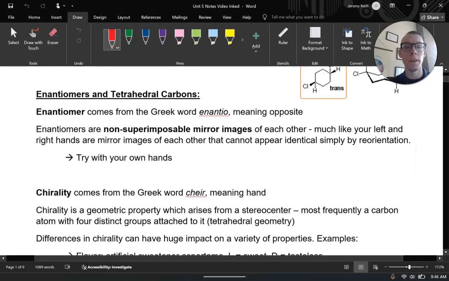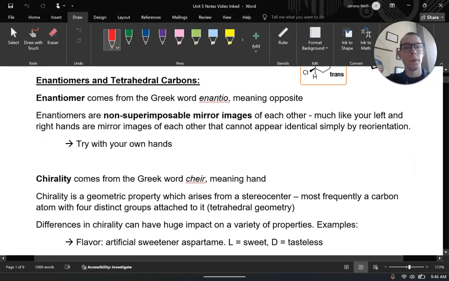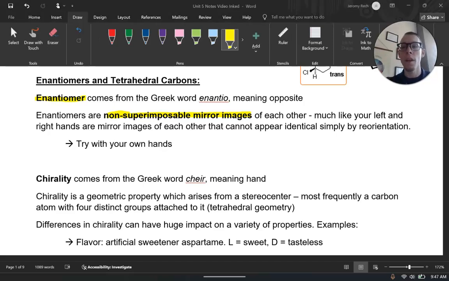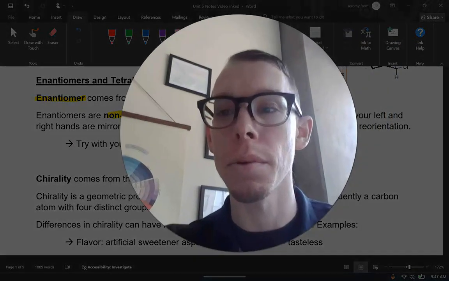So we're going to start by introducing a few terms. And the very first one is going to be the idea of an enantiomer. And we're going to talk about enantiomers a lot more in a subsequent video. But this comes from the Greek word meaning opposite. And our formal definition of an enantiomer is a non-superimposable mirror image. We'll focus in a subsequent video on what those look like in terms of actual chemical structures, but your hands are a perfect example of enantiomers.